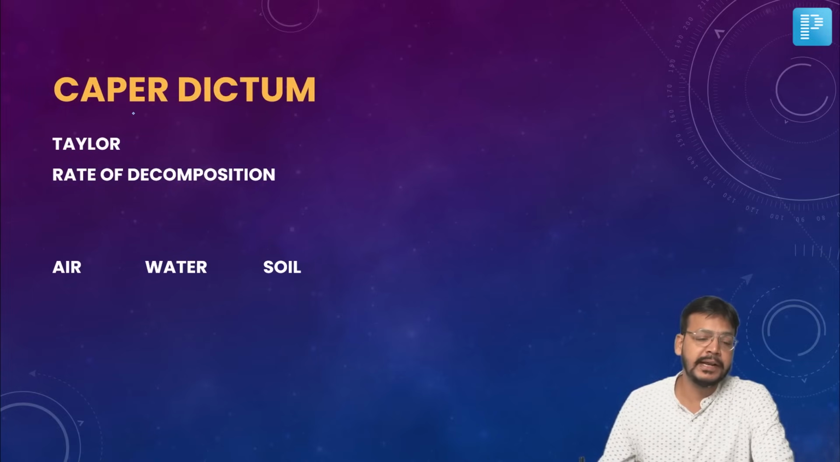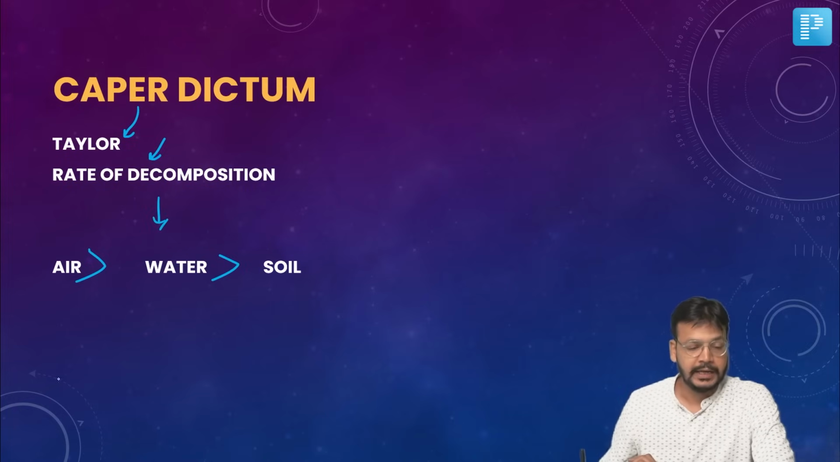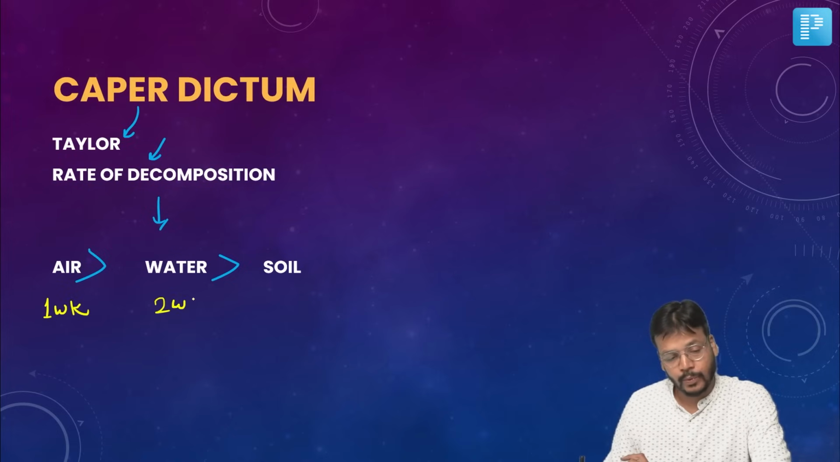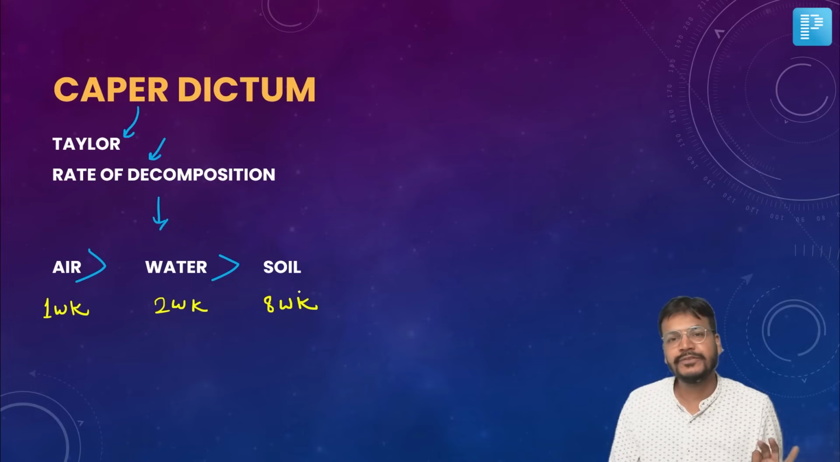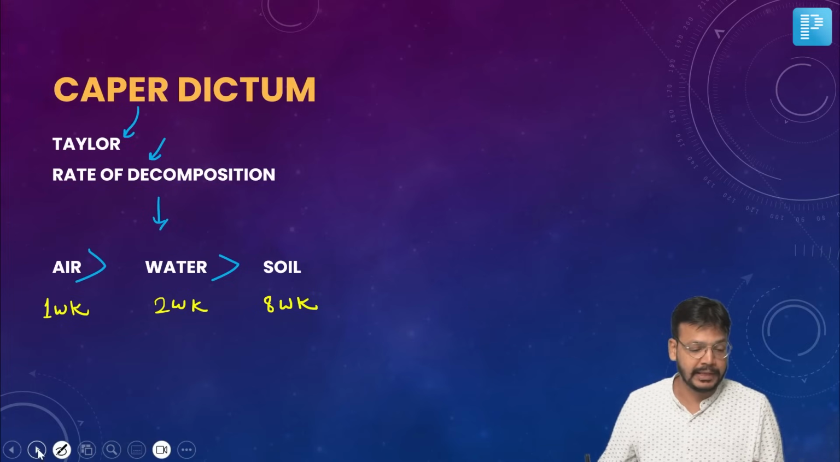Doctor, Casper's dictum formula was given by Taylor. It is the rate of decomposition in air, water and soil. And if you see the maximum rate of decomposition is in air. If in air you decompose in 1 week, water will take 2 weeks and soil will take 8 weeks. This formula is known as Casper's dictum given by Taylor.